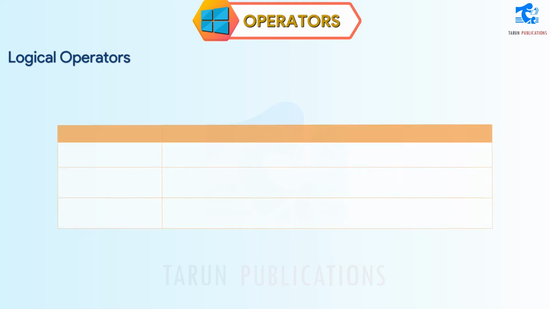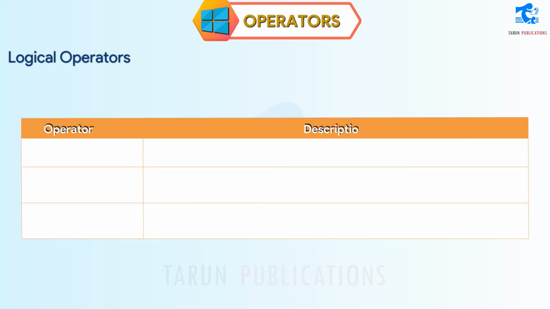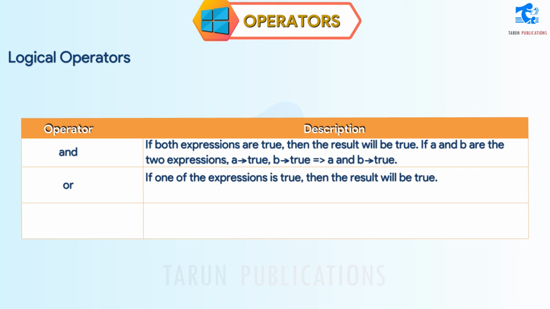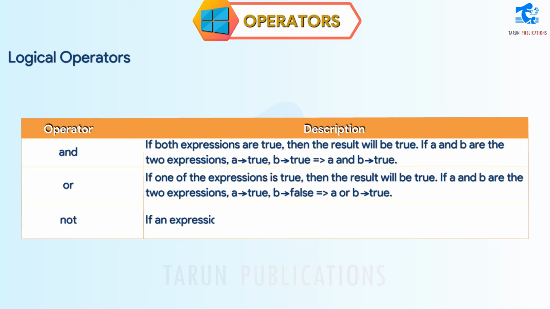Logical operators. Operator, description. And: if both expressions are true, then the result will be true. If A and B are the two expressions, A true, B true, then A and B is true. Or: if one of the expressions is true, then the result will be true. If A true, B false, then A or B is true. Not: if an expression is true, then not A will be false and vice versa.